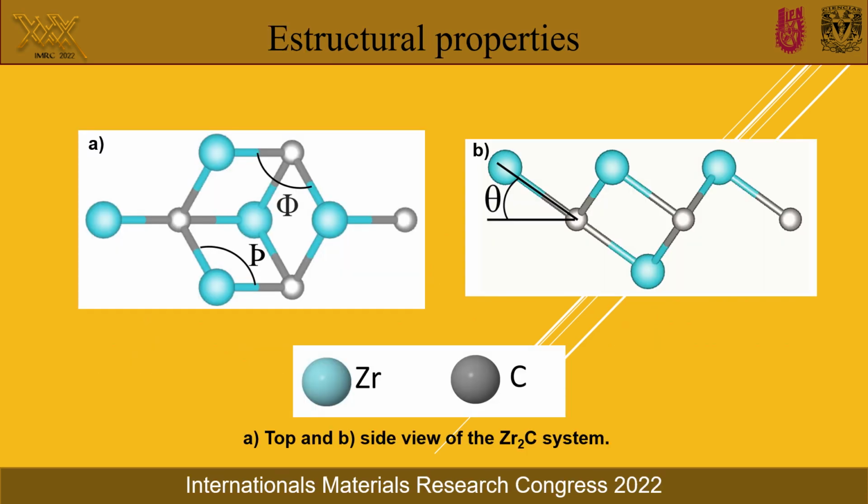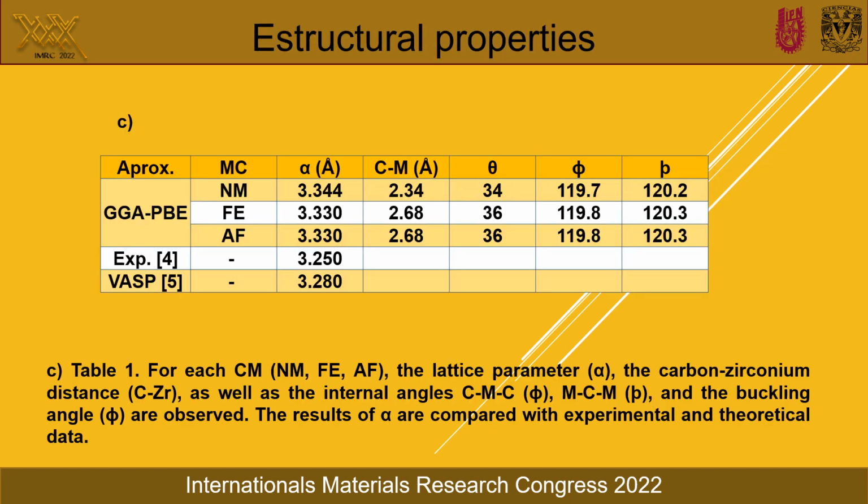We can see the structural properties at the left, top, and right side views of the zirconium-2 carbon system. Table 1 shows, for the different magnetic configurations, the lattice parameter, the carbon-zirconium distance, as well as the internal angles and the buckle angles. The results of the lattice parameter are compared with experimental and theoretical data.